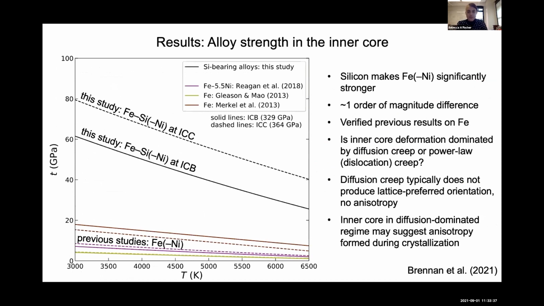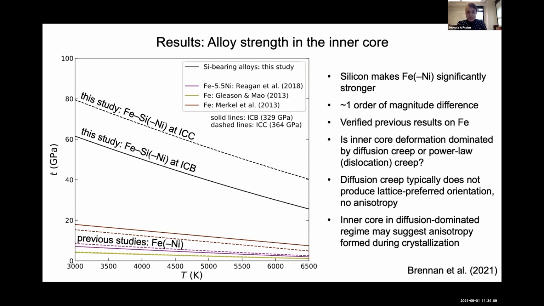So here are our results for the alloy strength in the inner core. Again, this is T, or the yield strength, versus temperature. The solid lines are the inner core boundary, and the dashed lines are the inner core center. So this is what I showed you a few slides ago, the previous studies on iron and iron nickel. Now these are the lines for our iron silicon nickel alloys. So we can see right away that silicon makes iron nickel alloys significantly stronger. It's something like a 1 order of magnitude difference.